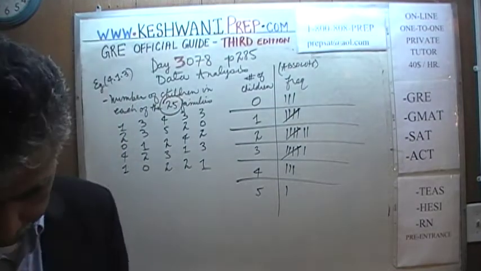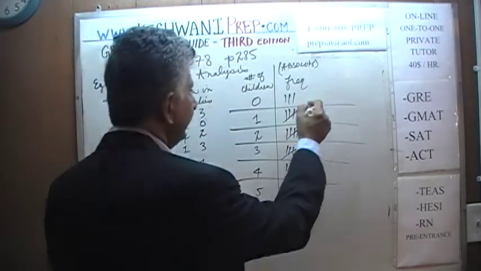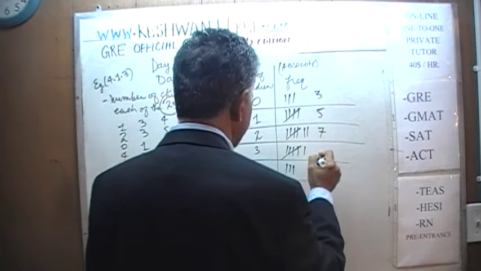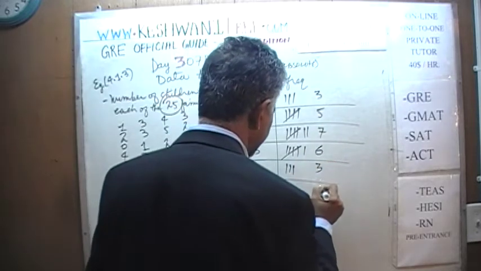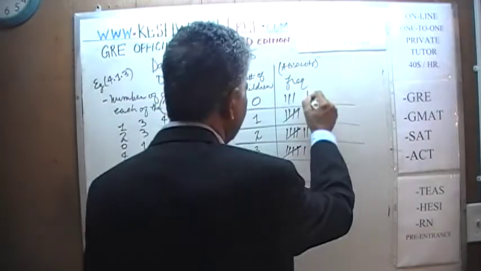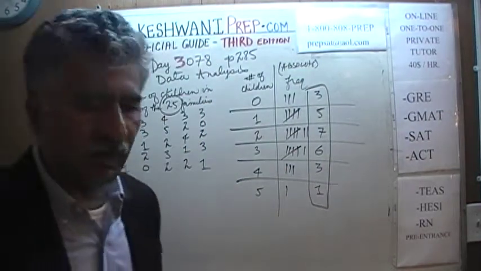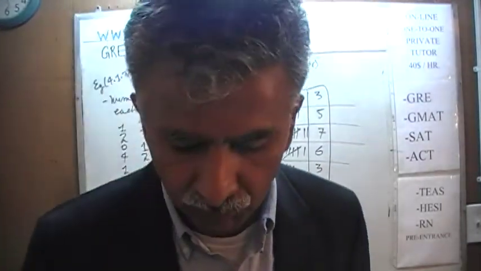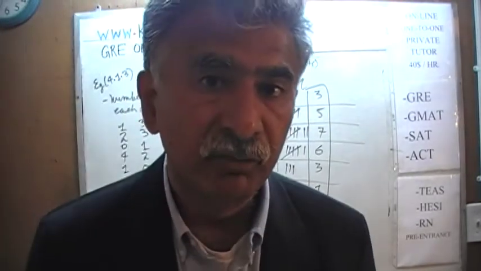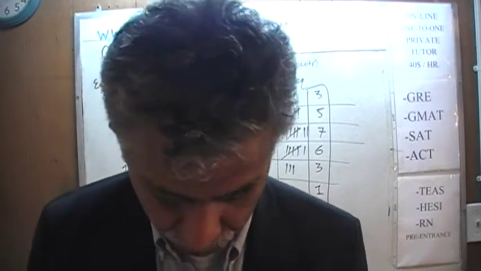What do we have? Let's find out. We should have 3. Let's have 5. Then we have 7. And a 6. And a 3. And a 1. These numbers that we see here, these are absolute frequency. It just tells you the 3 families who were surveyed told you they have no children. We surveyed a few families out of which 3 said they have no children.